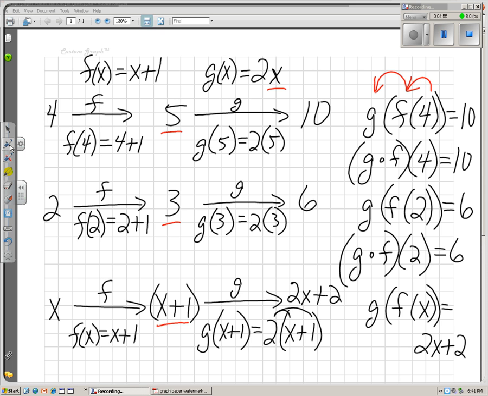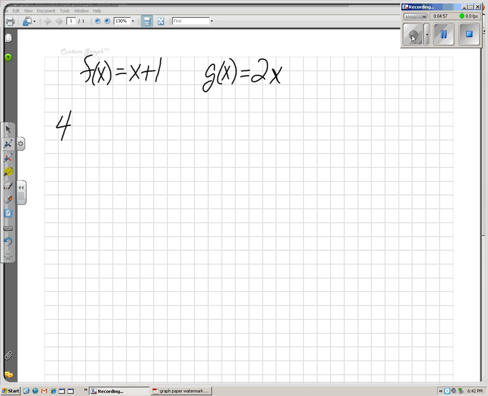All right, what if we do it the other way around now? What if we run it through the g function first, and then we'll run it through the f function. Okay, well, I'm running it through the g function. I'm starting with 4. Remember, we started with 4 last time. So I have g of 4 would be 2 times 4, which is 8. So I run 4 through the g function and get 8.